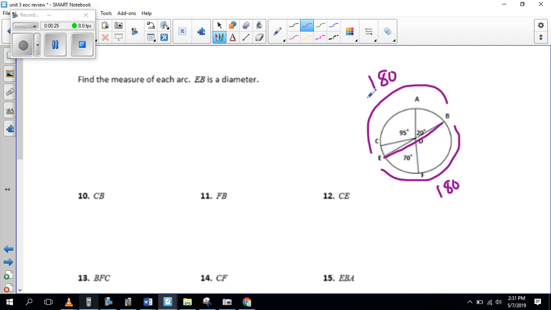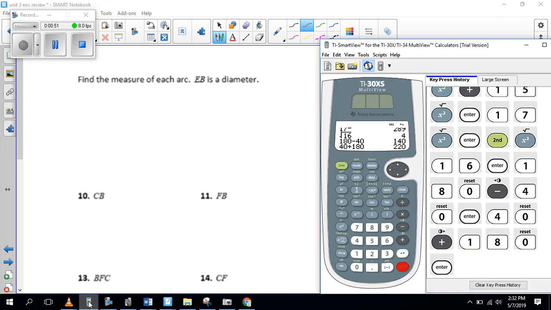They're called central angles because they're in the center. I got 95 here, so I know the arc it opens up to is 95. They gave me a central angle of 20, so I know my arc here is going to be 20. So I need to figure out this arc right here. Easy peasy, right? Because I know this whole thing is 180. So all I have to do is get my calculator.